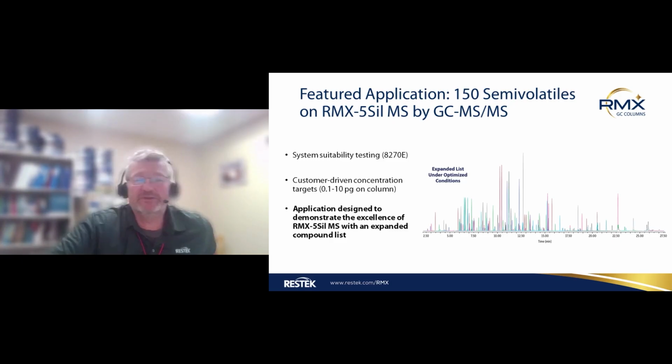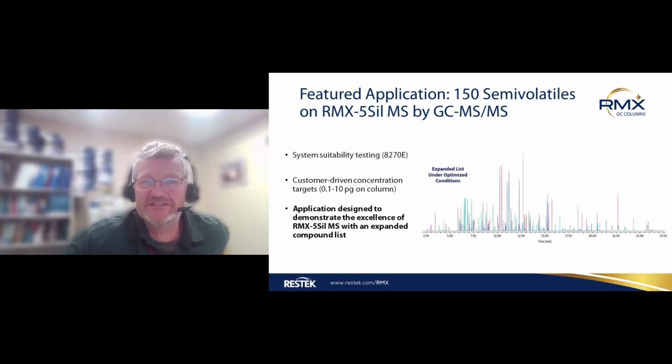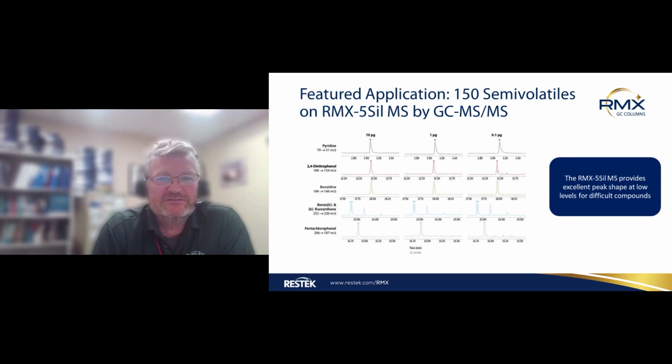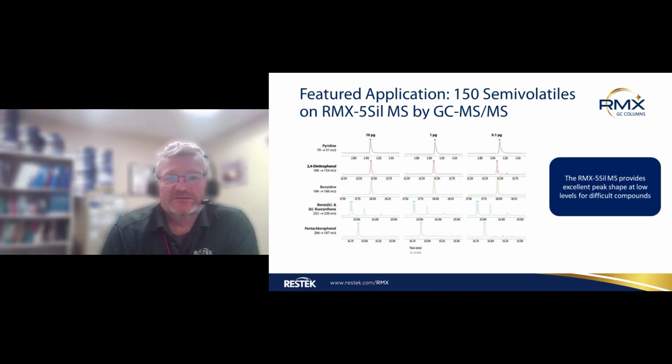So if we do an analysis with 150 different semi-volatiles by MSMS, running from 0.1 to 10 picograms on column, this was another kind of stringent test that we ran, and we have some examples of what that looks like at the very low end. Here's a striking example for pyridine. Pyridine on some columns is difficult to analyze even at 50 picograms.